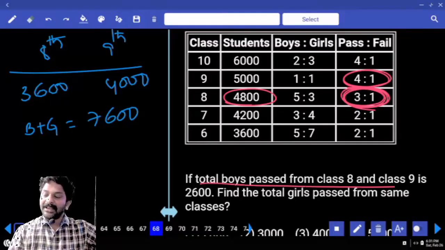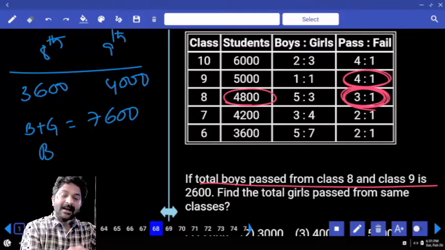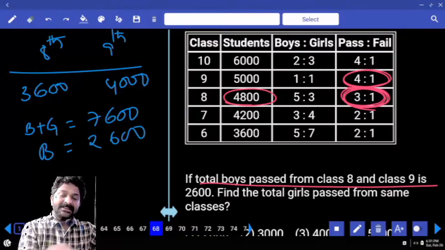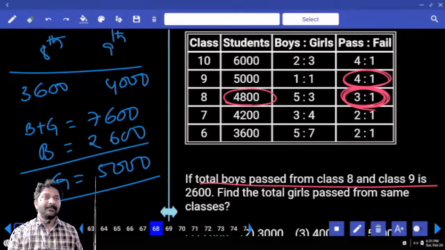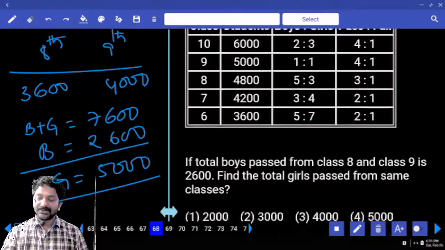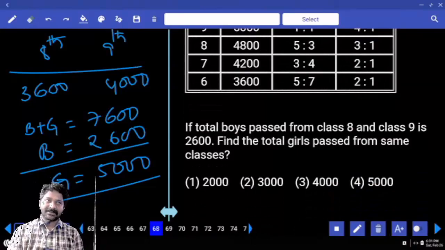Out of them boys are 2600. Then girls must be equal to difference only, which is equal to 5000. Girls passed from both classes together 5000. Fourth option answer.